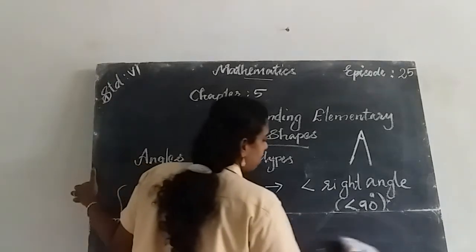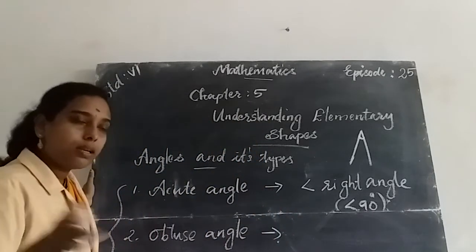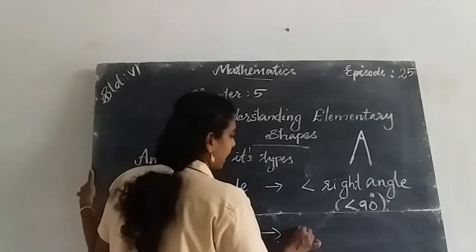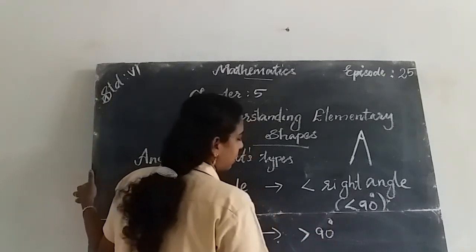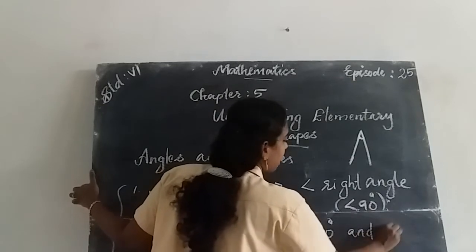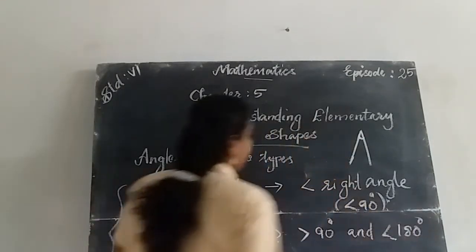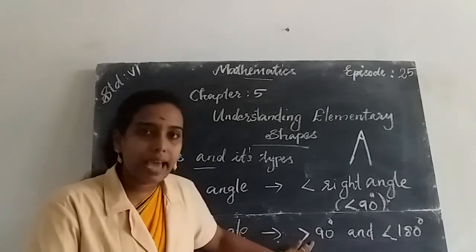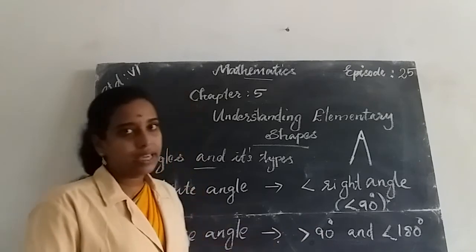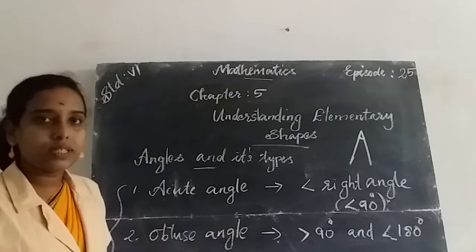So the angle that measures more than a right angle, right angle means 90 degree, greater than a right angle and less than a straight angle, is called an obtuse angle, which means the angle which is greater than 90 degree and less than 180 degree is an obtuse angle.